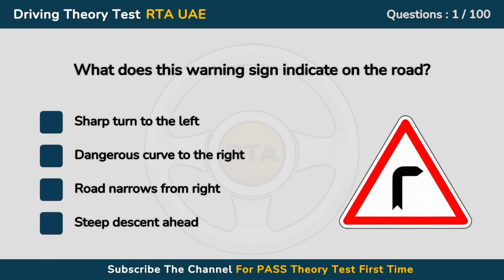Question 1. What does this warning sign indicate on the road? A. Sharp turn to the left. B. Dangerous curve to the right. C. Road narrows from right. D. Steep descent ahead.